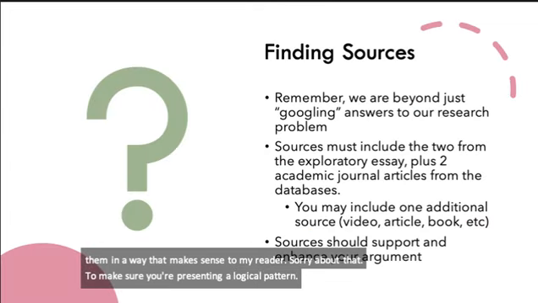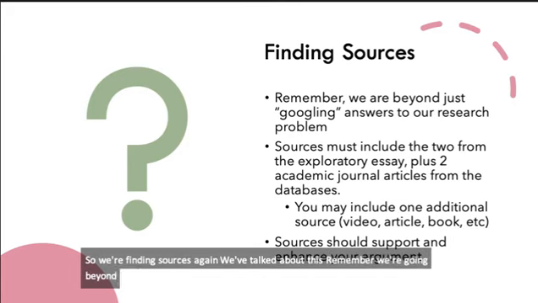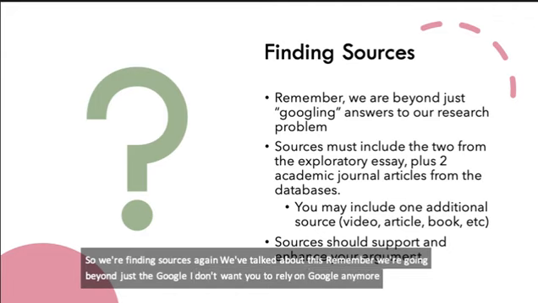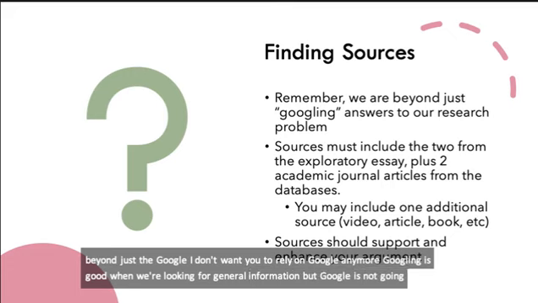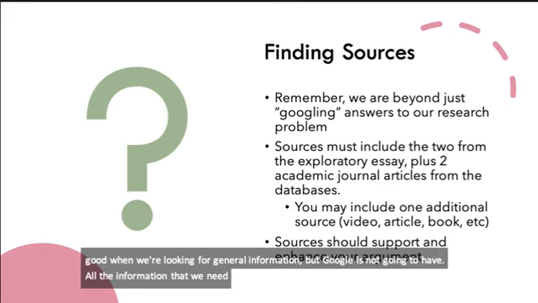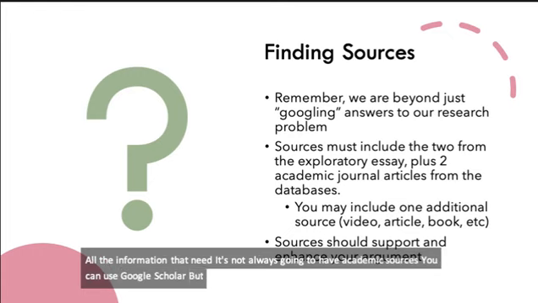So when we're finding sources, again, we've talked about this, but remember we're going beyond just Google. I don't want you to rely on Google anymore. Googling is good when we're looking for general information, but Google's not going to have all the information that we need. It's not always going to have academic sources. You can use Google Scholar, but again, it's a different algorithm than if you're using library databases.